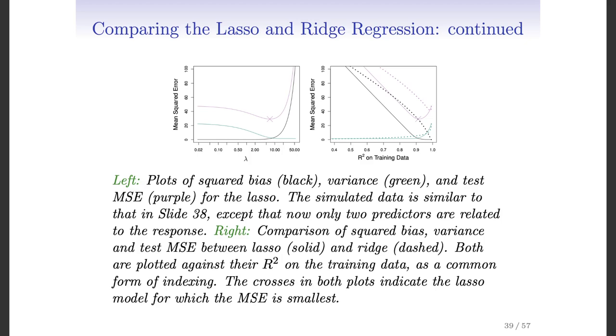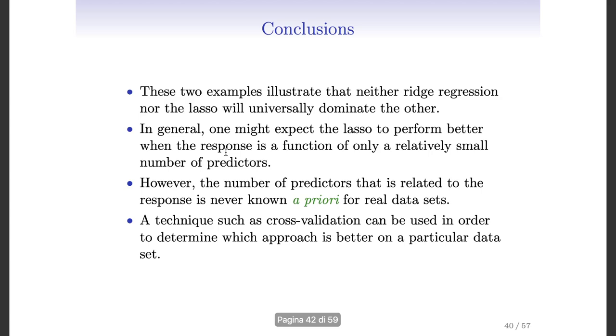So you can see here, this is the mean squared error for the lasso, and the dotted purple line is the mean squared error for the ridge. And you can see that the lasso does a better job, because you get a smaller mean squared error. Okay. Some conclusions.